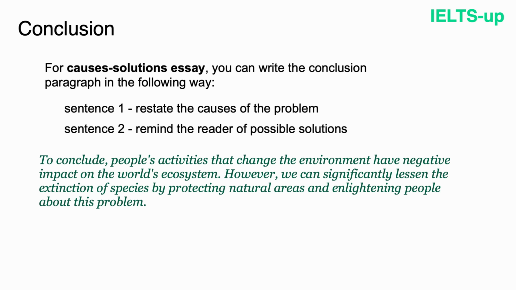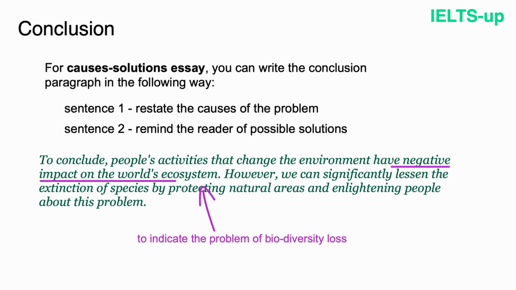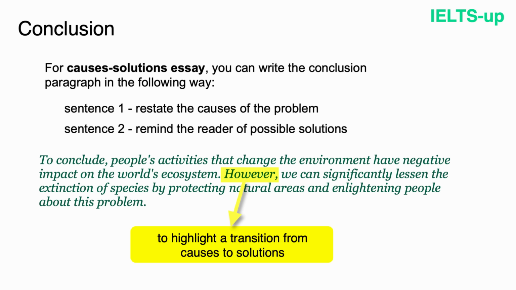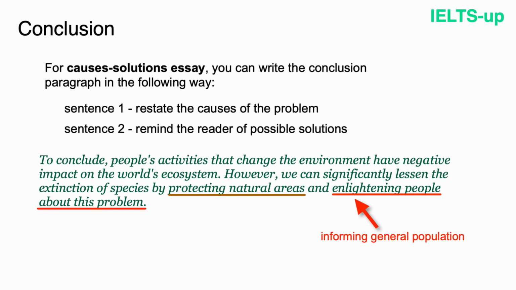Look at how I use synonyms throughout my essay. I grouped two causes of biodiversity loss by a common phrase: people's activities that change the environment. To indicate the problem of biodiversity loss, I wrote, have negative impact on the world's ecosystem. Then, I used the linking word however to highlight a transition from causes to solutions. For the solutions, I stated protecting natural areas and paraphrased informing general population into enlightening people about this problem.